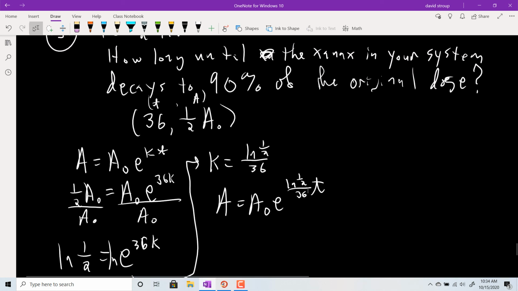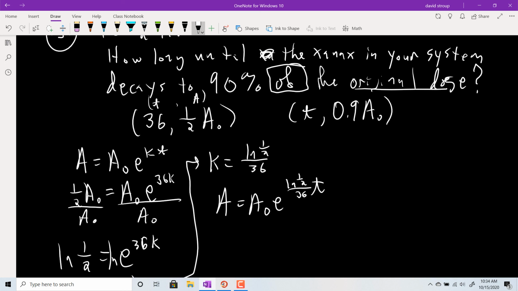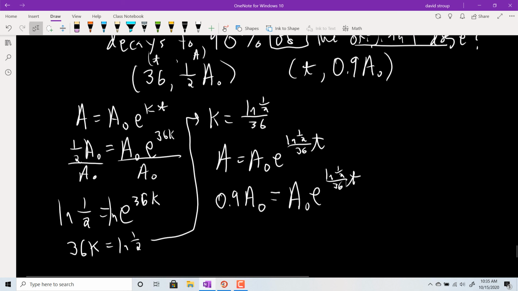Okay, now we want to know how long until it decays to 90% of the original dose. So 90% of, that word of means multiply, and the original dose is A sub 0. So we want to find out the t value when we have 90% or 0.9 of A sub 0. Okay. So in that case, we can, again, play this game where we do a substitution. I'm going to substitute 0.9 A sub 0 in for A. So I have A sub 0 e to the ln of 1/2 over 36t. And let me make sure I've read the problem and interpreted the problem correctly before I get too carried away.